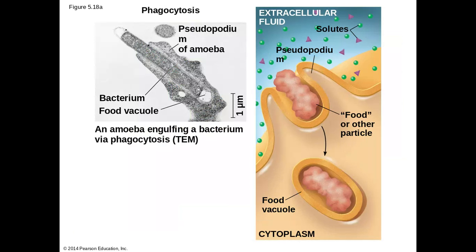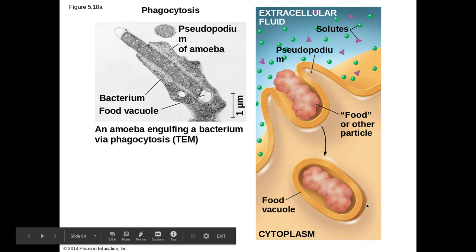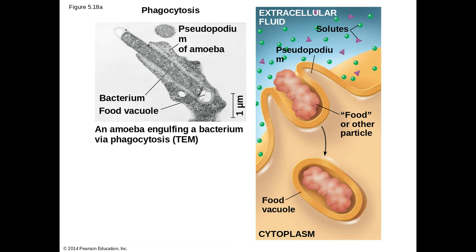How it works is they extend these things called pseudopodia. If you know the root word pseudo, it means fake, and pod is a foot. So you see it's like fake feet stretching out, reaching around the food. Then it packages up into a membranous sac, forming a food vacuole. That food vacuole is able to fuse with a lysosome and digest that food, and it can be used in the cell.